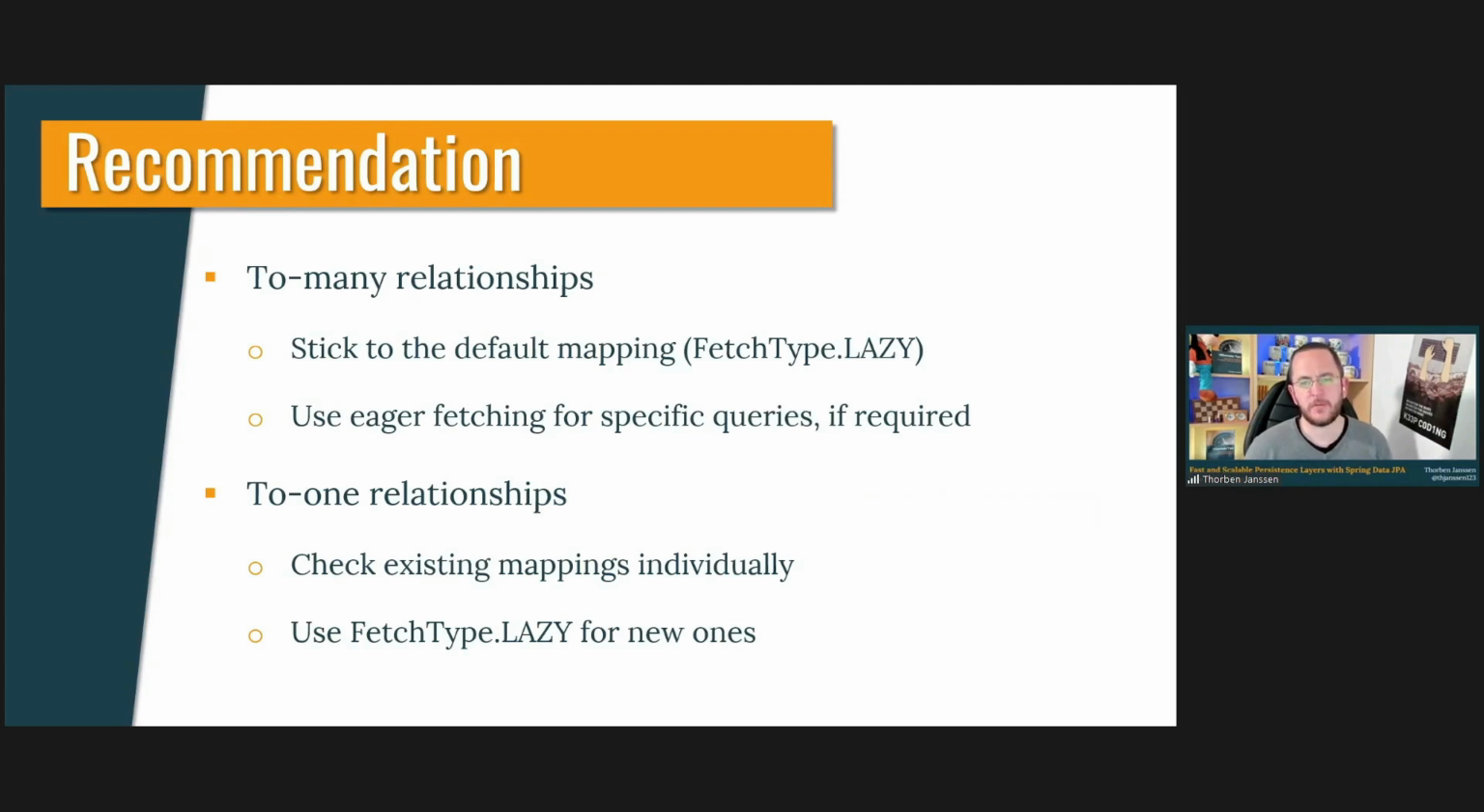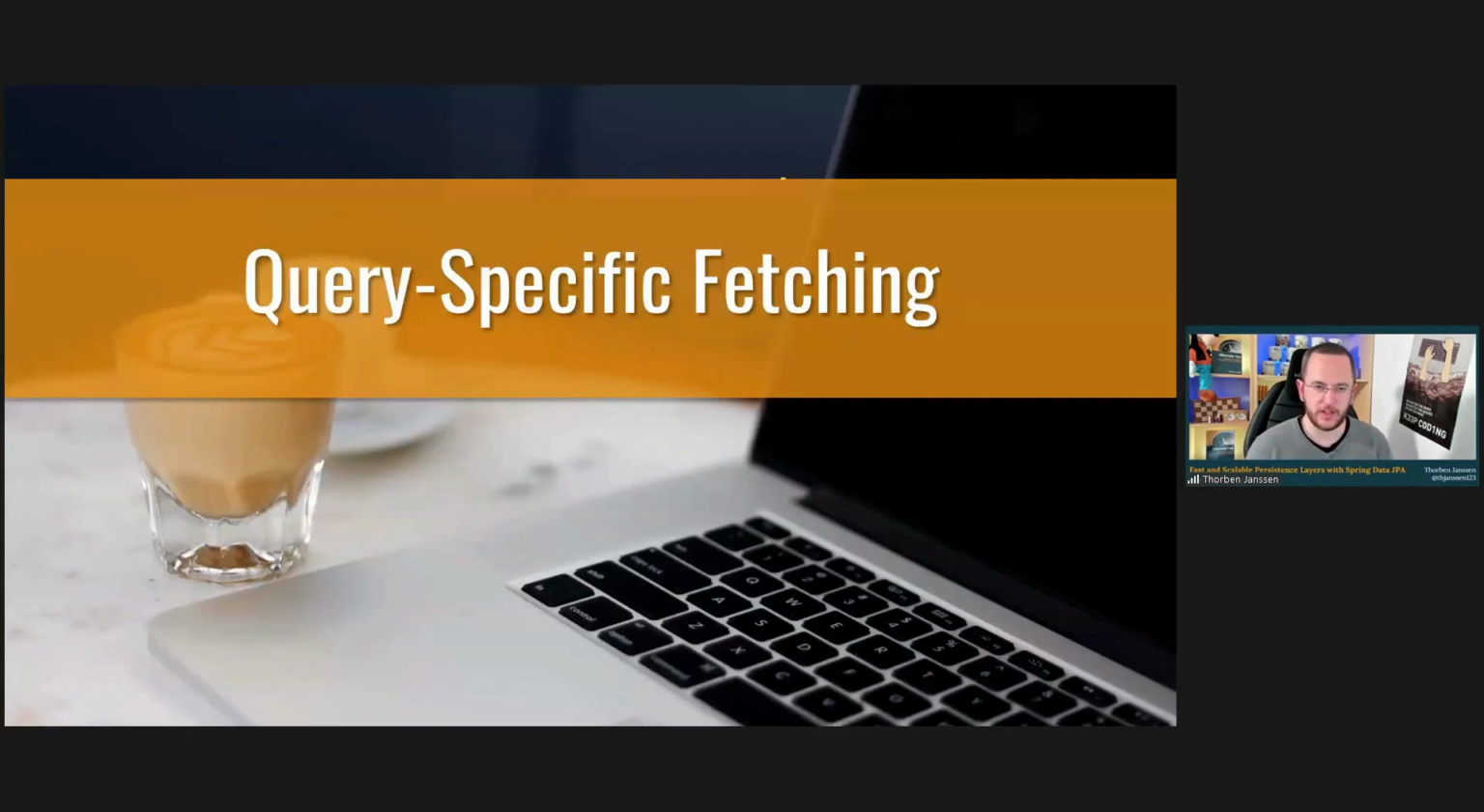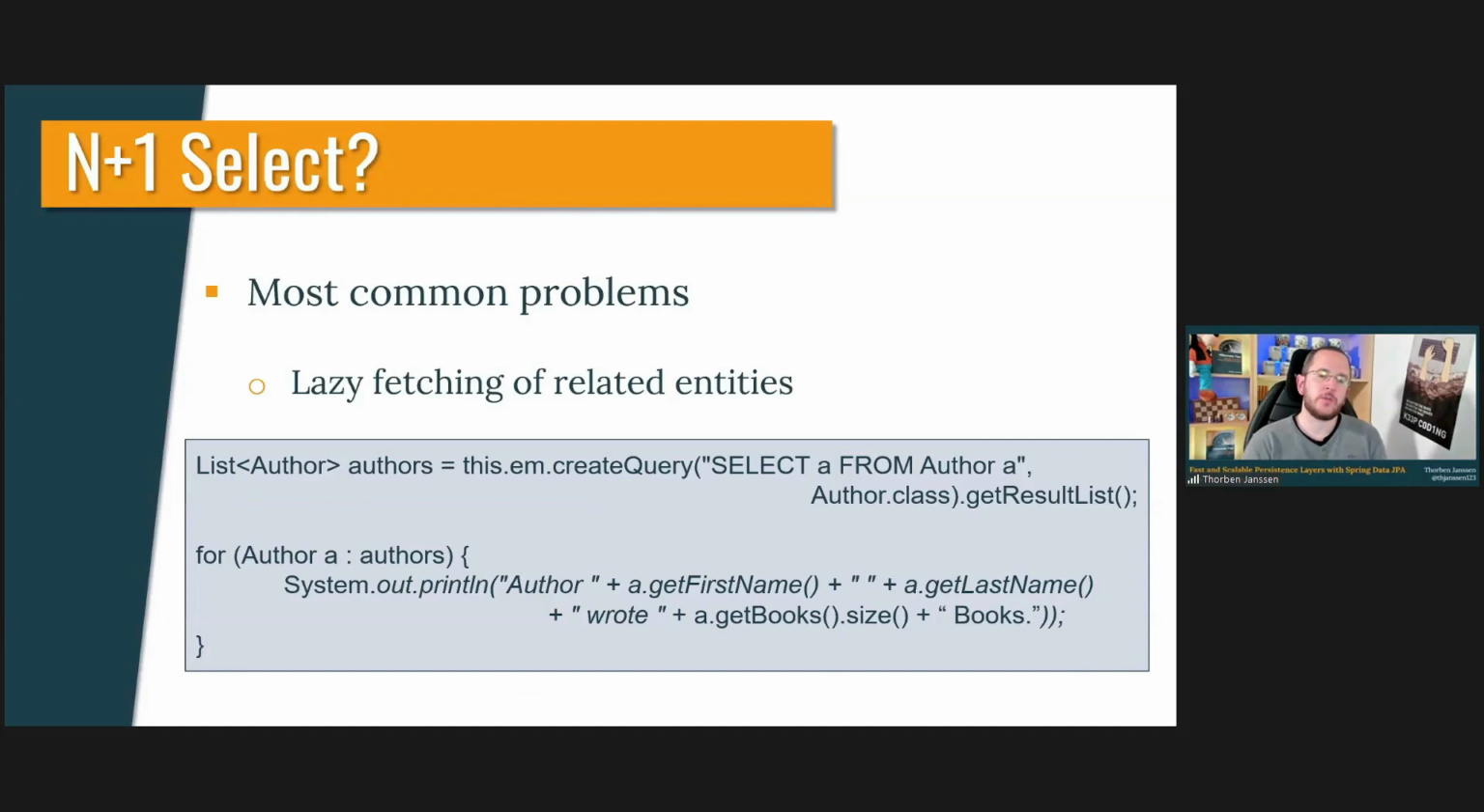So let's say we have fetch type lazy in our domain model. And we will change that in a few seconds in the demo. So then we need to address another issue, and that is the typical n+1 select issue caused by lazy fetching. And that means that if you have a code snippet like the one here at the bottom of the slide, then each access to the books association triggers another query.